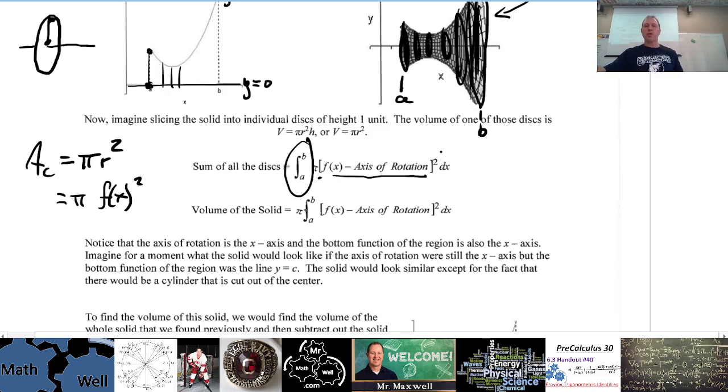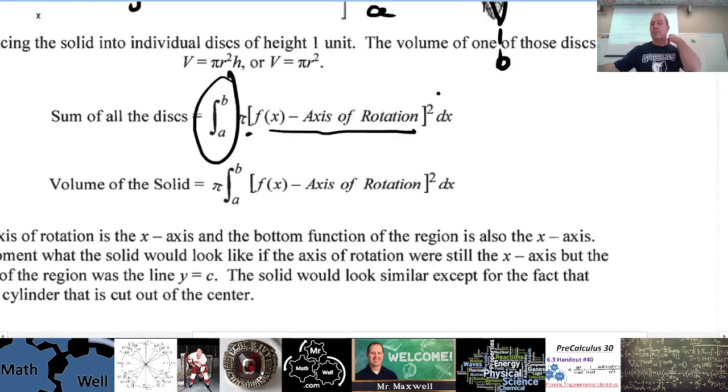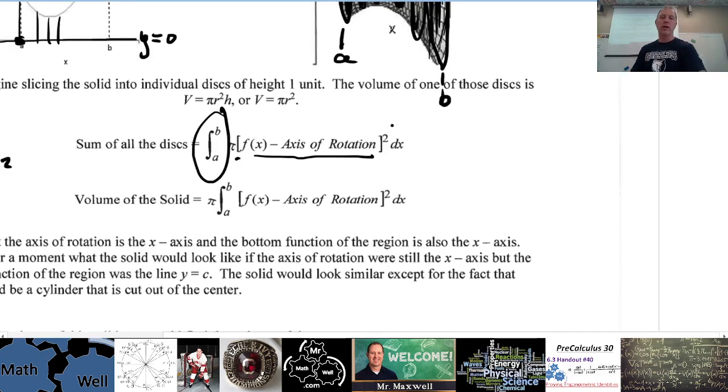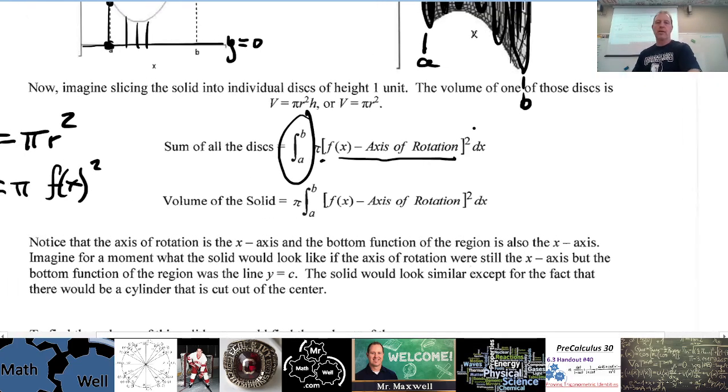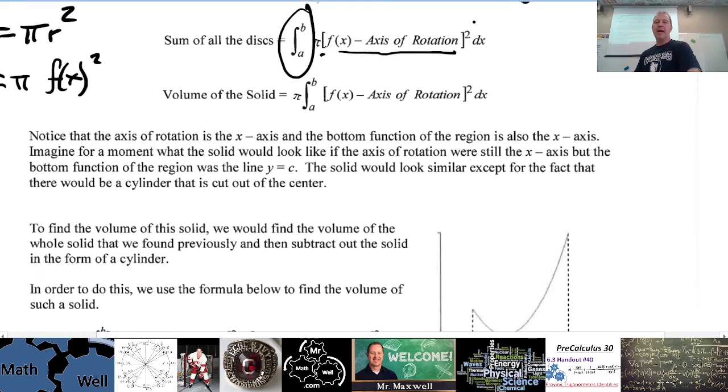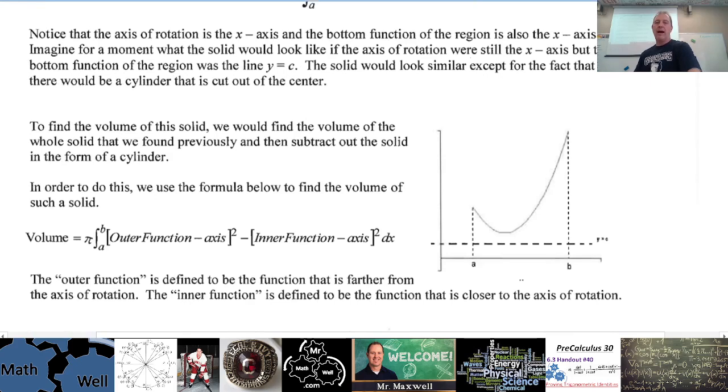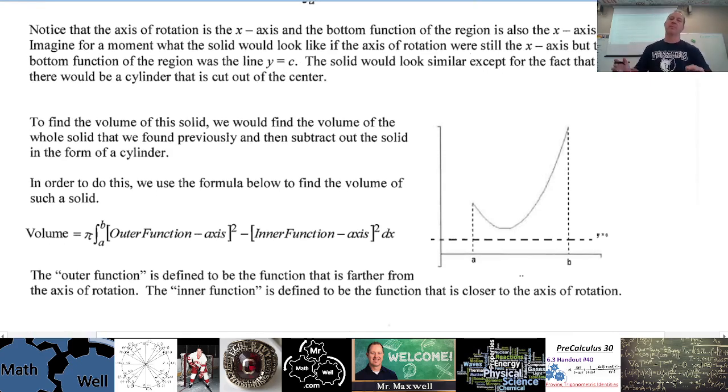This can be summarized, of course. We can bring that pi outside of the integral, and it looks like this. Let me zoom in. So make sure you have this in your notes, or you should have it highlighted or whatever. I guess you have these notes in front of you. But it's pi times the integral from a to b of f of x minus the axis of rotation, and that's going to come in handy in a few examples, squared dx. Okay, very similar to what we looked at yesterday. All right, so if we're revolving around the x-axis, please remember that we have y equals 0.